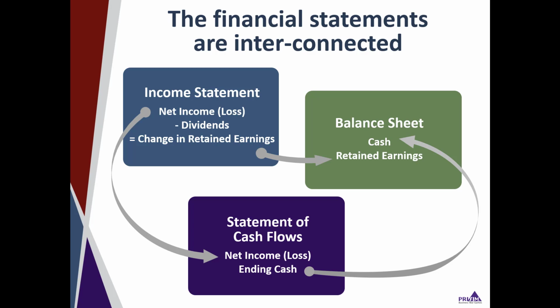So starting with the income statement, net income goes to one of two places, as we discussed earlier. It either leaves the company and goes out as dividends or distributions to shareholders, or it stays in the company as retained earnings on the balance sheet. And net income is also used as the starting point for the calculations in the cash flow statement. And ending cash from the cash flow statement is entered on the balance sheet.